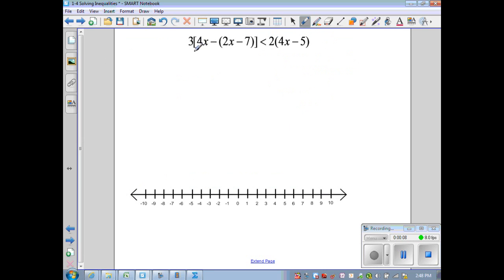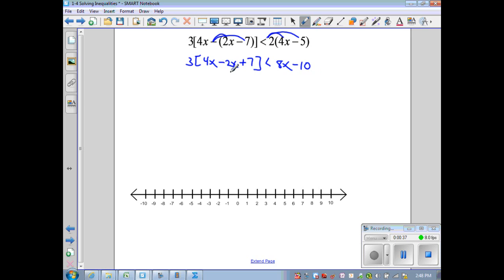Our next example, let's copy the problem. And let's start by simplifying the left-hand side by working inside the brackets and working our way out. So I'm going to bring down the 3, the bracket, 4x, distribute the negative 1 times 2 is a negative 2x. A negative 1 times a negative 7 is a positive 7. Close the bracket, bring down the less than sign. Distribute the 2 gives me 8x. 2 times a negative 5 is a negative 10.